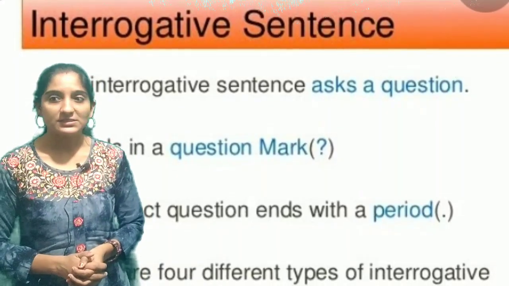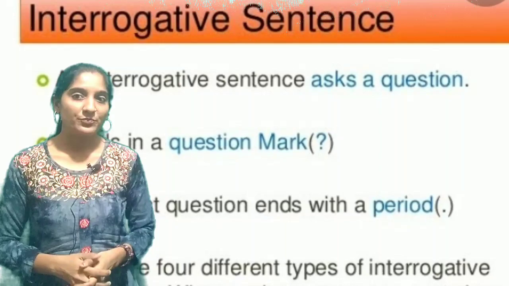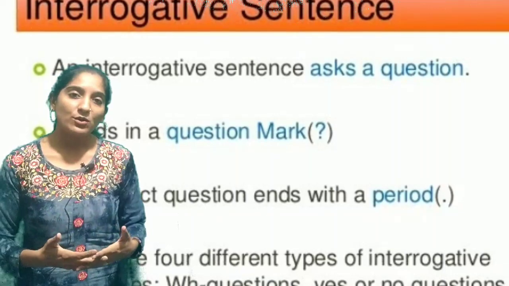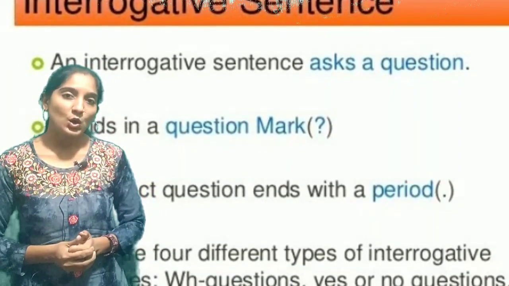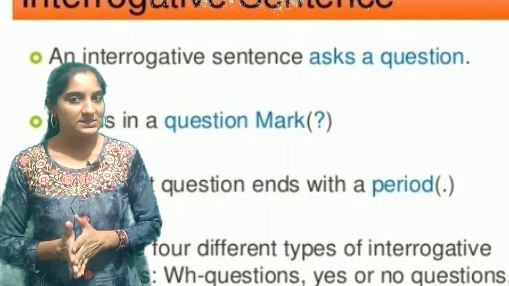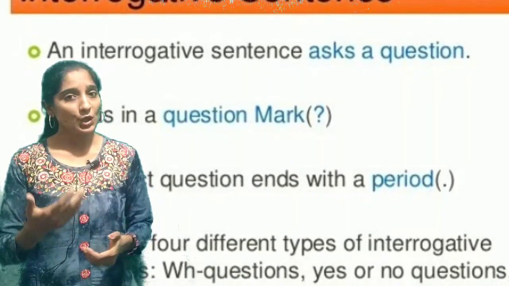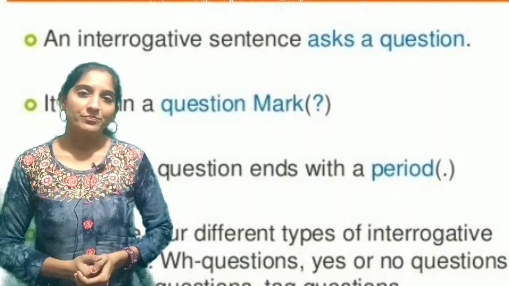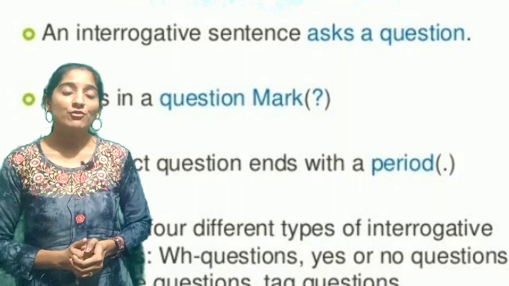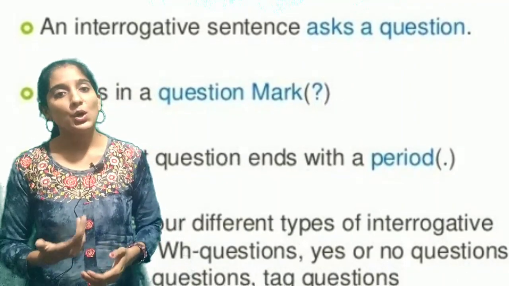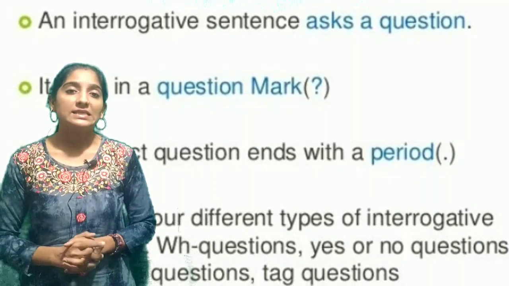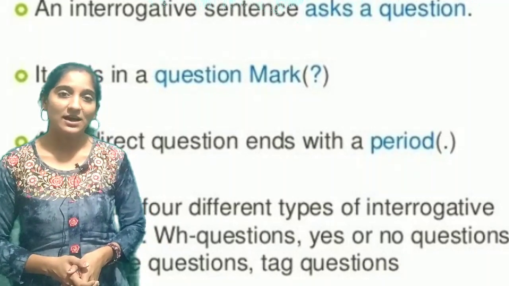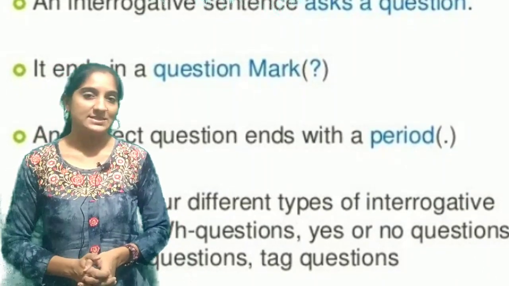The second one is interrogative sentences. Interrogative sentences always ask a question, so they are also called question sentences. For example, what is your name? This is a question sentence. Where are you going? This is also a question sentence because in this sentence we are asking a question. So question sentences are interrogative sentences.